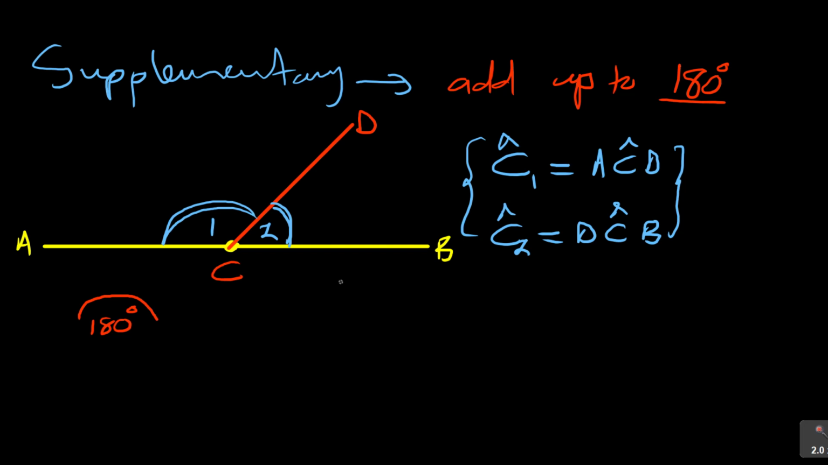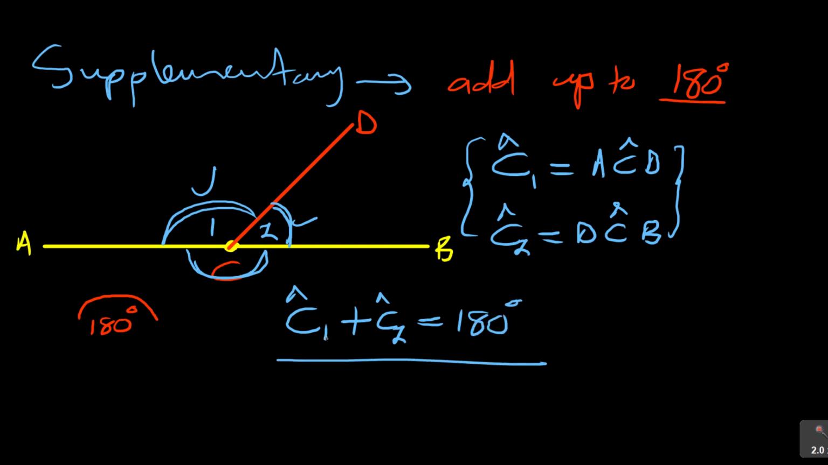Now, when we look at C1, which is that one, plus angle C2, which is that one, when you add them, remember they form this straight 180. So this is equal to 180 degrees. But what do we say? We say C1 and C2 are supplementary, meaning when I add them together, they give me 180 degrees. It doesn't matter how many times you divide the line, as long as it is a straight line like that, any straight line.